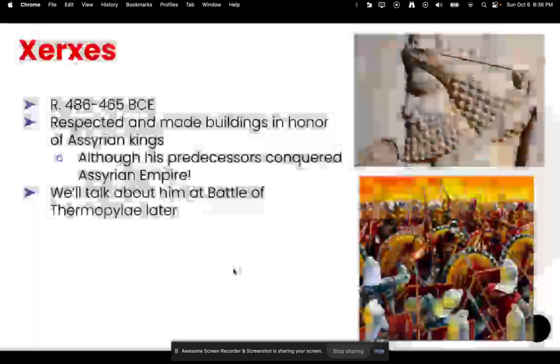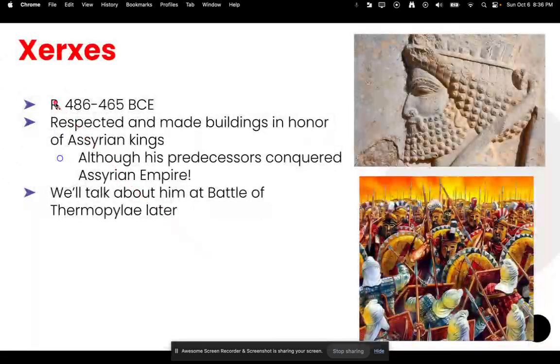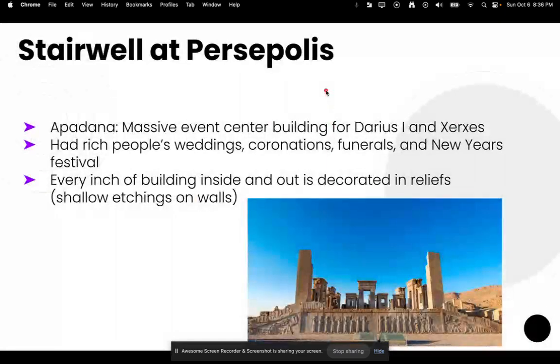All right, and then we have Xerxes. So we'll talk about him a little bit more when we talk about the Battle of Thermopylae, because that's such a cool thing to talk about. So he ruled from 486 to 465 BCE. And he respected and made buildings in honor of a lot of Assyrian kings, which was really interesting because remember, Assyria was its own empire that the Persians actually took over. But he still had a lot of respect for the Assyrian kings and their history. And he also adopted a lot of the art style of Assyria. And again, we'll talk about him later on in the unit as well.